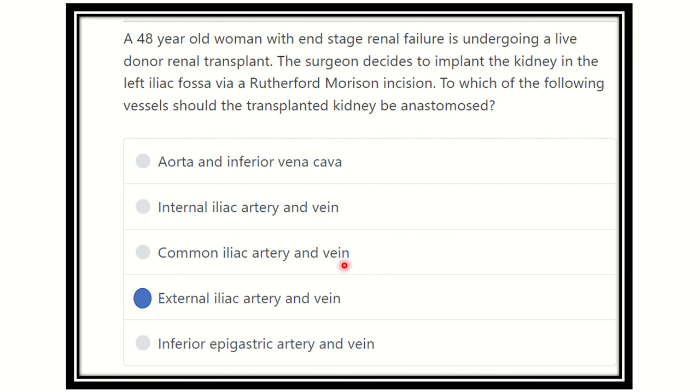Then the common iliac artery and vein are very close to the bones, so we don't want to keep the kidney close to the bones or other structures. The external iliac artery and vein are usually close to the pelvis, where some space is present, so the kidney is implanted here. Then the inferior epigastric artery and vein are usually very small, so the kidney is not implanted there.